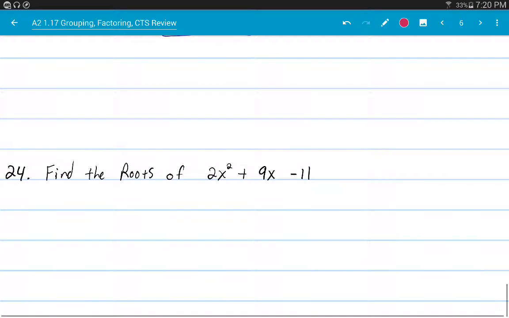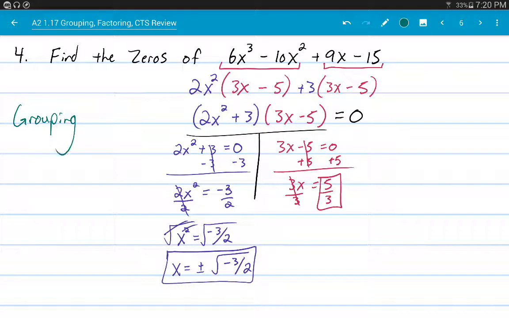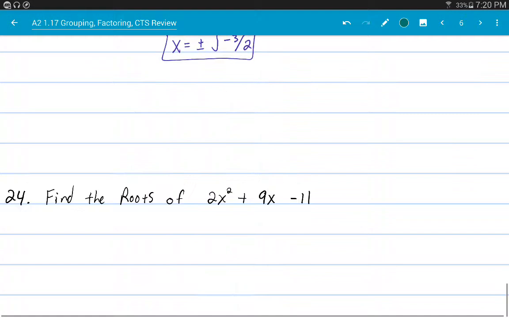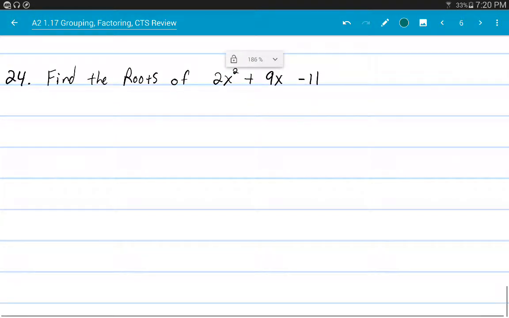Our last example is going to be, oh, and that was grouping, by the way. We wrote that on the flow chart, but this is grouping. And our last example here is find the roots of 2x squared plus 9x minus 11.